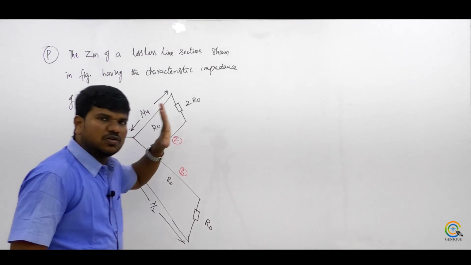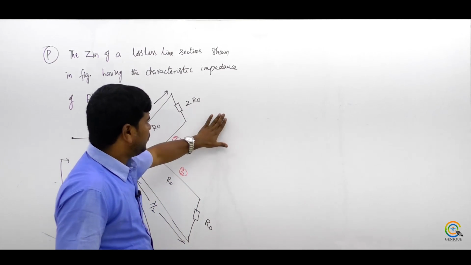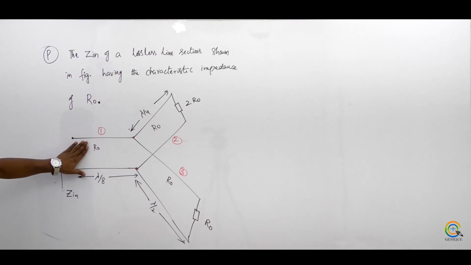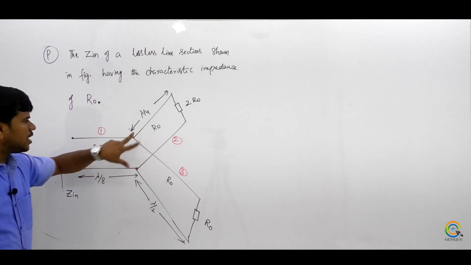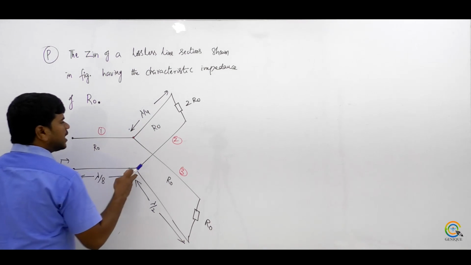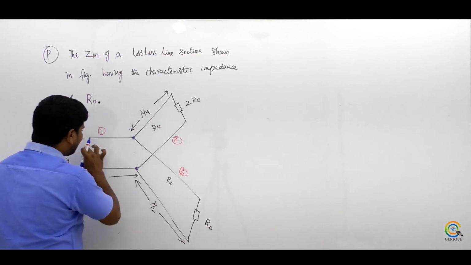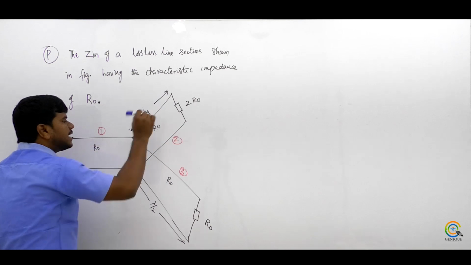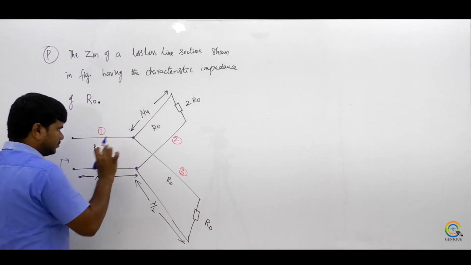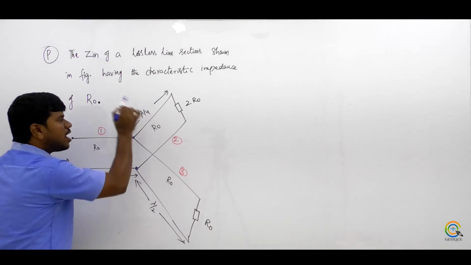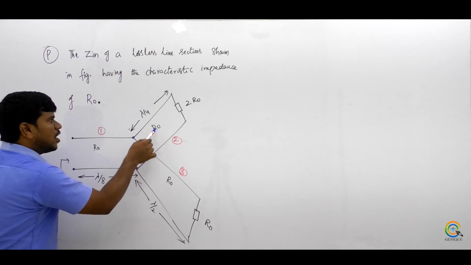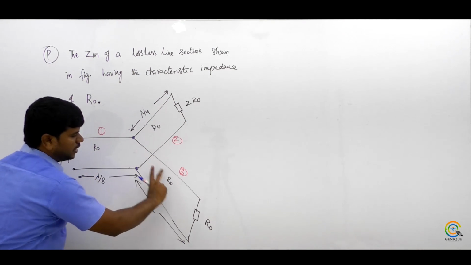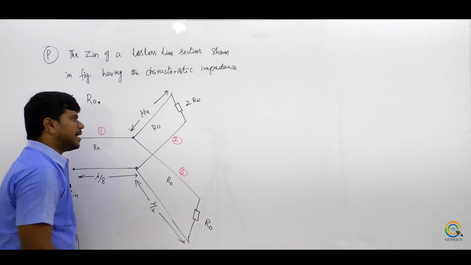For all types of these questions, you have to follow this approach. If you find any question like this, follow this approach. Here these 2 lines are connected at the end point of the first line. That means these two are acting as a load for this line. So what is the load now? It is a parallel combination of the second line and the third line.